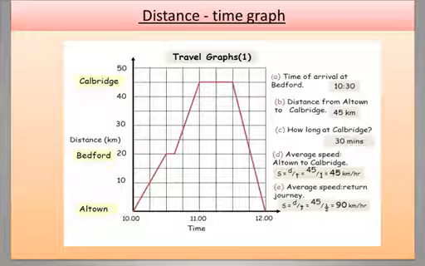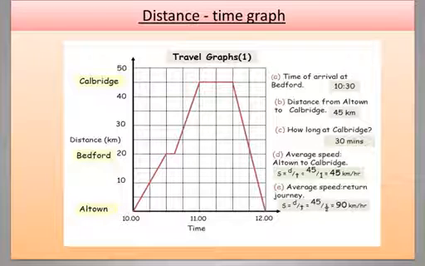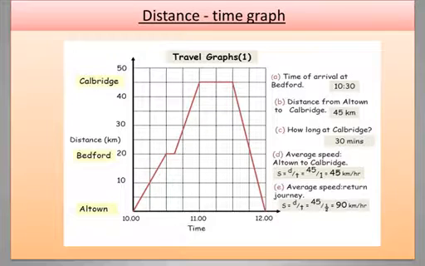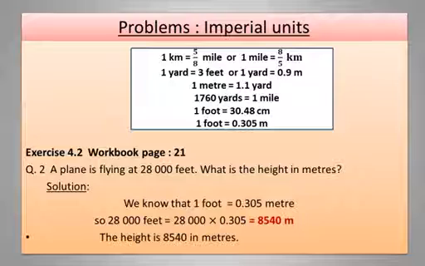Okay, I hope this question also you understood, this travel graph. For interpreting travel graphs, you have to know the distance, time, and their relationship, how to find the speed, everything. So please do the leftover problems in your workbook and student book. Okay. Now I am going to explain some more problems from the imperial units topic.